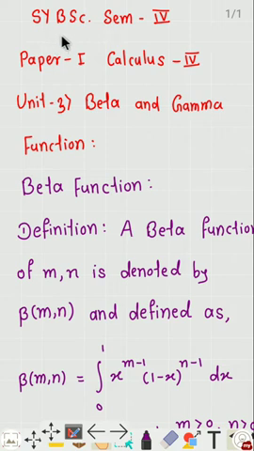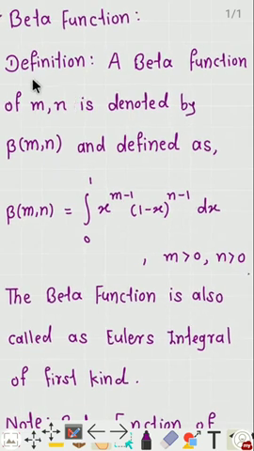This is SYBSc Semester 4 class, paper number 1, Calculus 4, unit number 3, beta and gamma function. So in the previous lectures we studied about the gamma function or gamma integral. Now today in this lecture we study about the beta function. First of all we define what is the beta function.